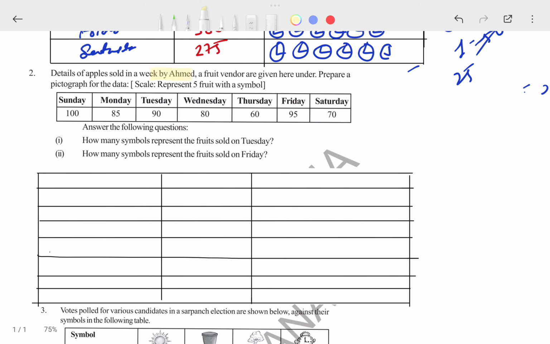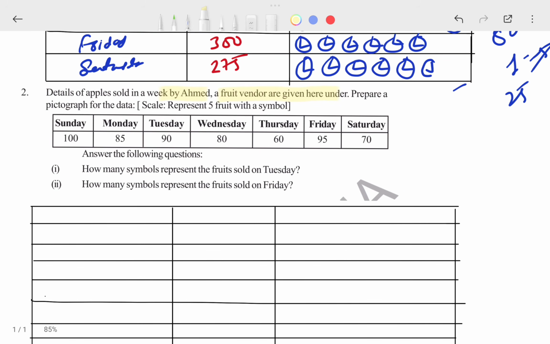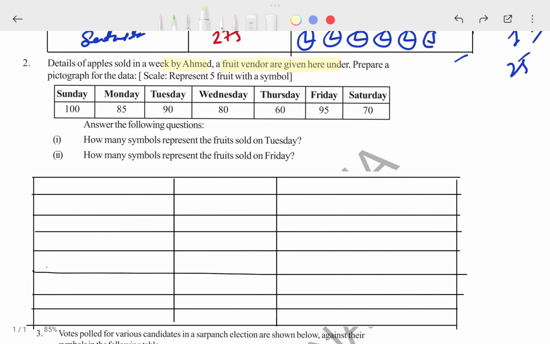Apples sold in a week by a fruit vendor are given. Prepare a pictograph of the sales of the 5 fruits. Okay, so actually we have to solve this question. The question asks how many symbols represent the fruit sold on Tuesday. So we have to represent how many fruits are sold on Tuesday. We will see the question later, just understand this one.